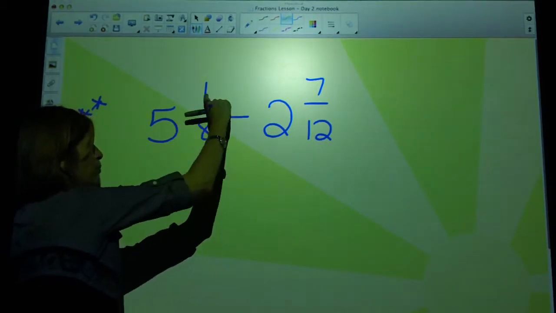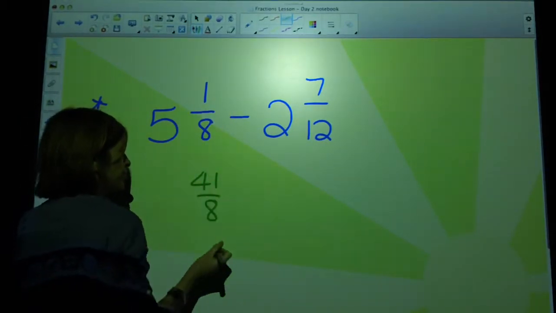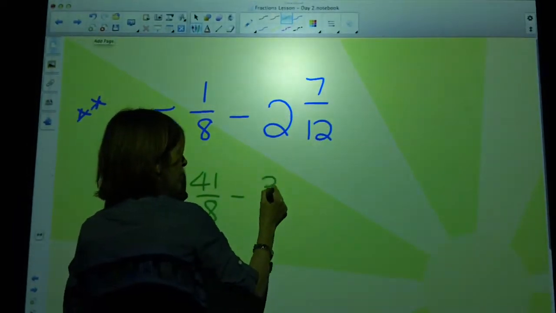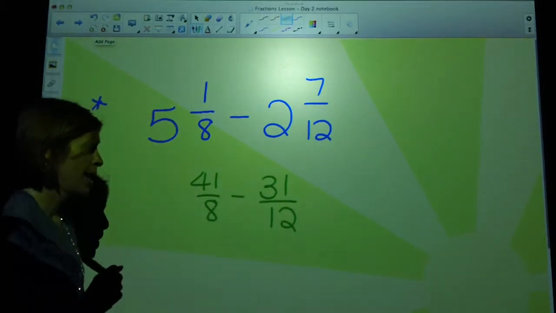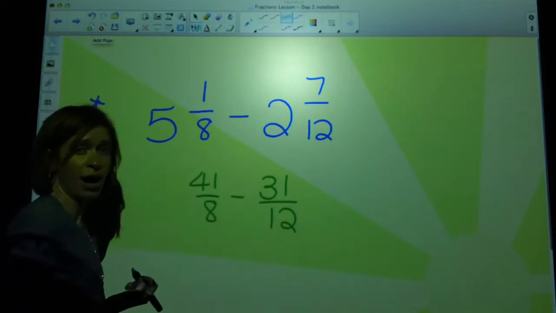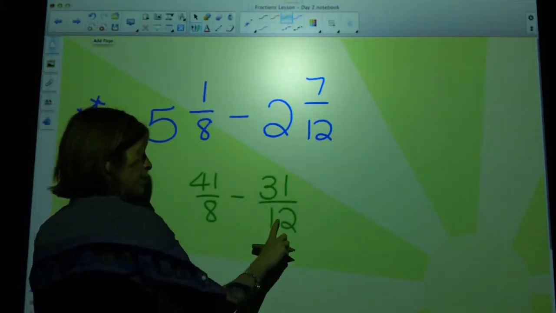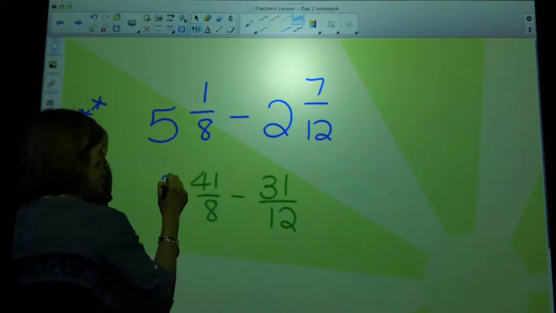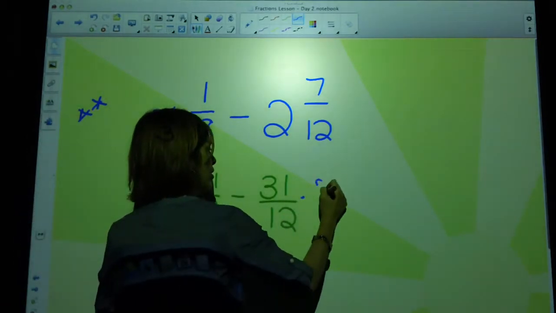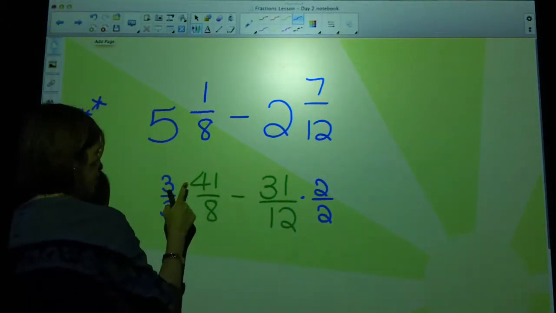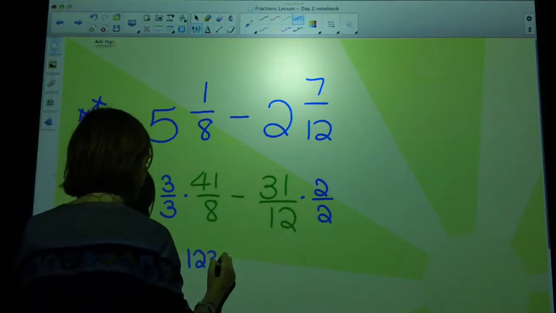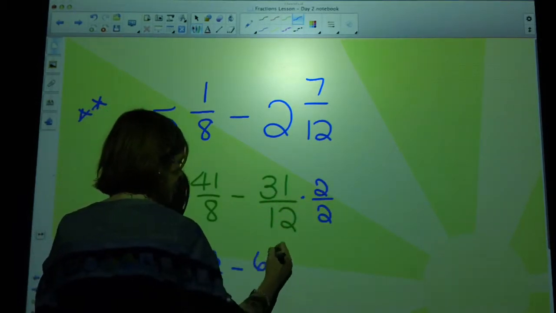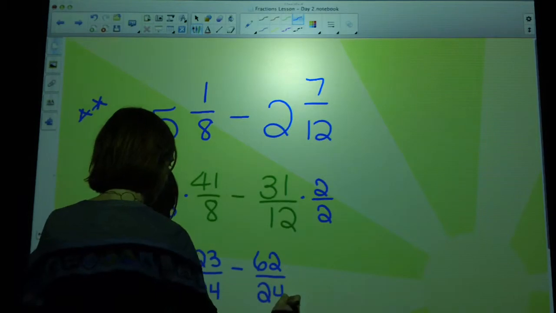8 times 5 is 40 plus 1, so 41 over 8. Minus 12 times 2 is 24, plus 7 is 31. Okay? All right. So now we have to find a common denominator. The common denominator here would be, let's see, 24, okay? Because that's the lowest number they both go into. So I'm going to multiply this side by 3 over 3 and this side by 2 over 2. All right, so 41 times 3 is 123 over 24 minus 31 times 2 is 62 over 24.